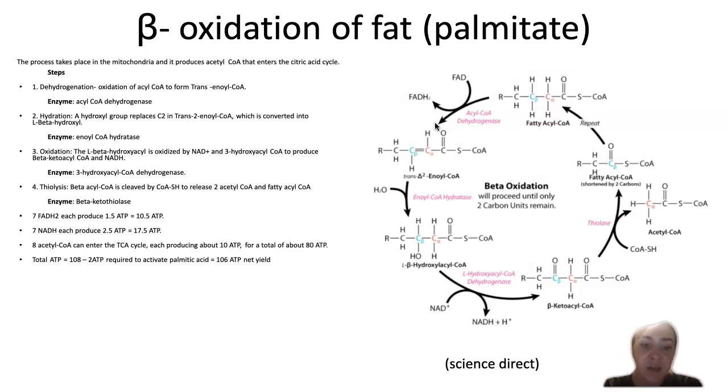Then there's oxidation. Then there's thiolysis, which is the short one, and then the end product, which is 1 FADH2 equals 2 ATP, 1 acetyl CoA equals 12 ATP, and 1 NADH equals 3 ATP. During each beta oxidation cycle, about 12 to 16 ATPs are produced.